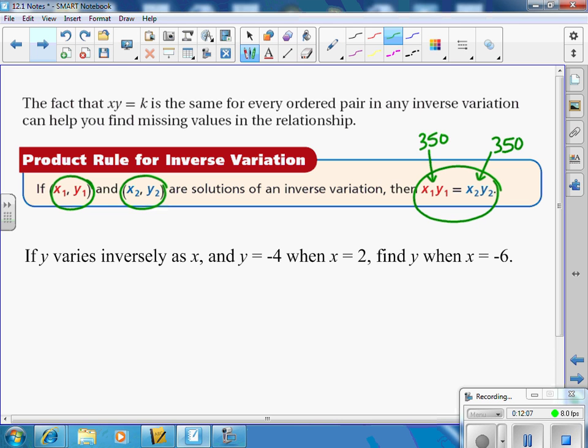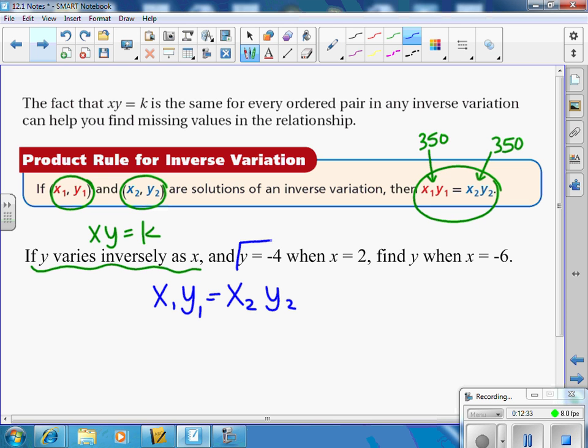So if you're given a problem like this, if y varies inversely with x, so because it says this, we know that this is true, and they have to equal the same k. Y equals -4 when x equals 2. We need to find y when x equals -6. So in order to do that, set up this equation. x1, y1 has to equal x2, y2.